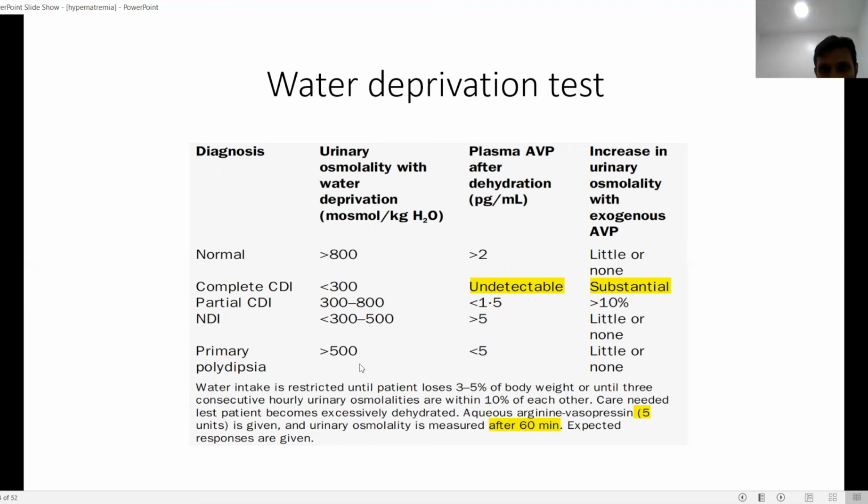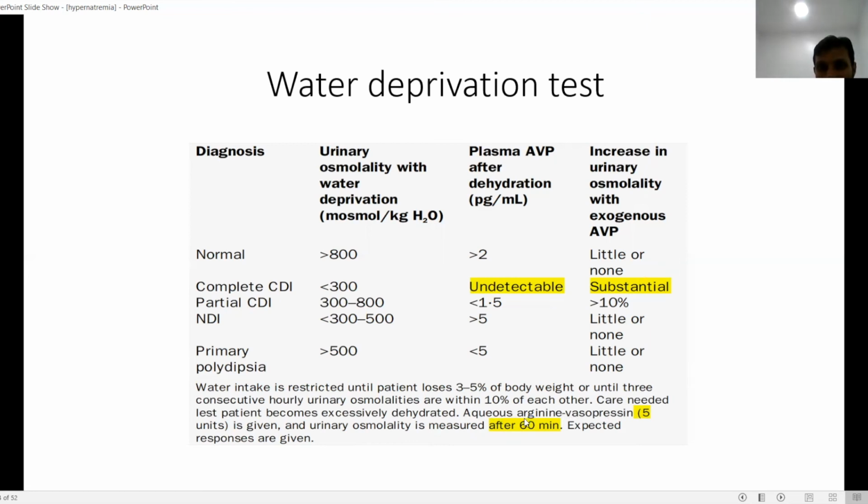First we measure the osmolality, then we make the patient fluid restricted for up to 2 to 3 hours, and then we give 5 units of arginine vasopressin. And after 1 hour of giving this drug, urinary osmolality is measured. So, what is the result interpretation?